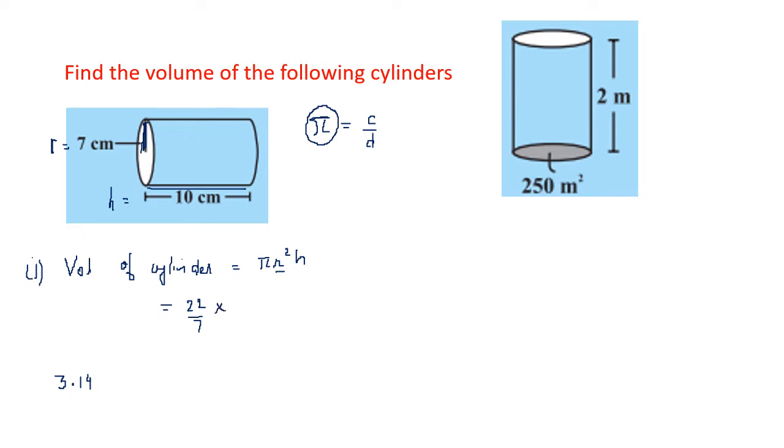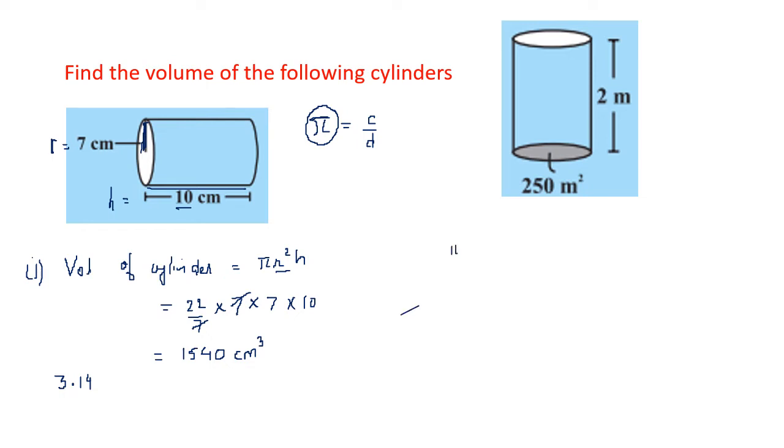Radius is 7, but it is given as r square, so we'll write 7 square, or 7 into 7. And the height is given as 10, so I put 10. 7 ones are 7, 7 ones are 7, it gets cut. So 22 into 7 gives us 154. And 154 into 10 gives us 1540. And we'll write centimeter cube. Surface area was in centimeter square, while volume is in centimeter cube.